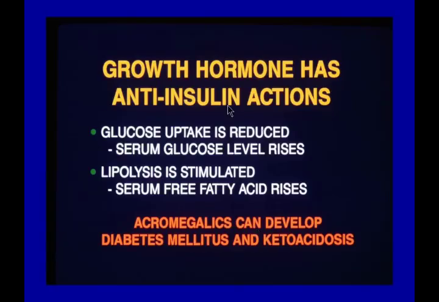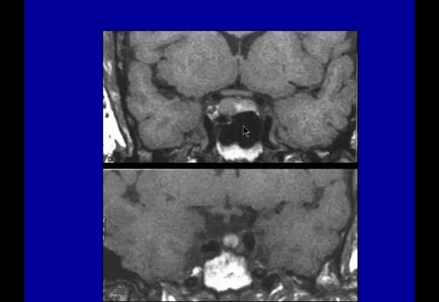And growth hormone has anti-insulin actions, so it basically is an anti-insulin. It opposes the action of insulin. It also stimulates lipolysis. So acromegalics often have diabetes and can have ketoacidosis.